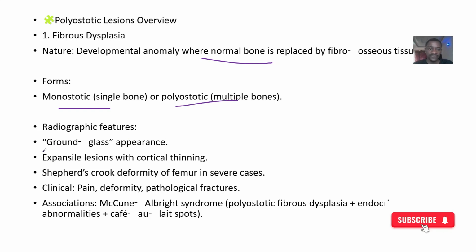So radiographic features, you see a ground glass appearance, expansile lesions with cortical thinning, the Shepherd's crook deformity of the femur. Okay, so clinically, they feel pain, they are deformed, everything is weak. Okay, they're prone to fracture.